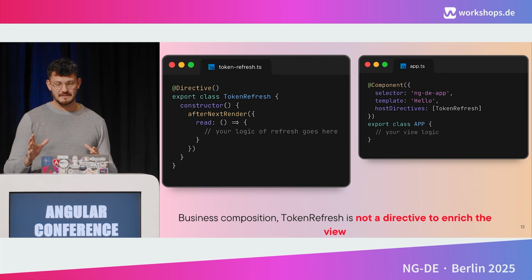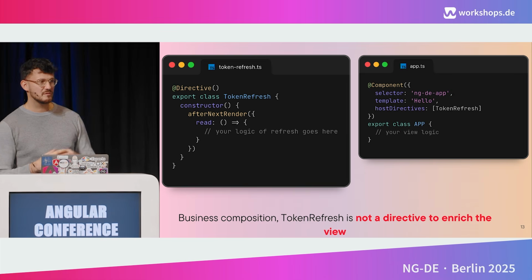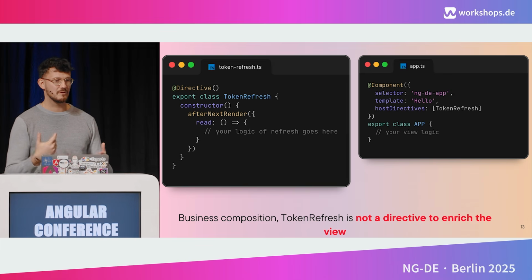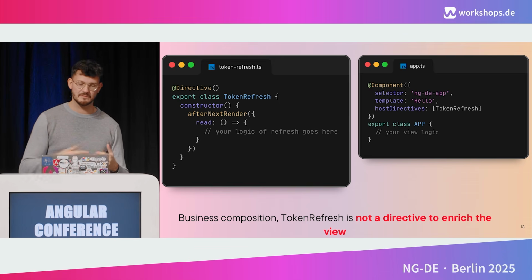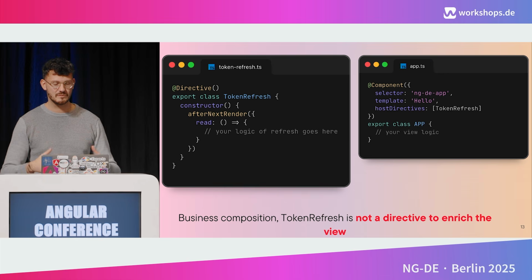This is a kind of directive. So this is business composition, right? So what is business composition? Just imagine you want to connect an application with OAuth ID. The main goal with OAuth ID is a refresh token, right? And this is the big part of OAuth ID, and it's quite complicated to manage.